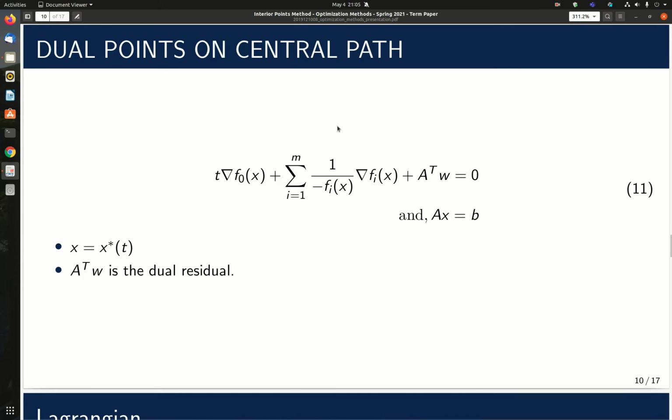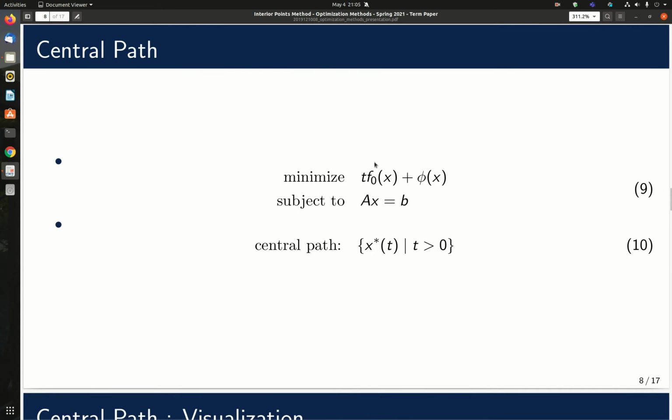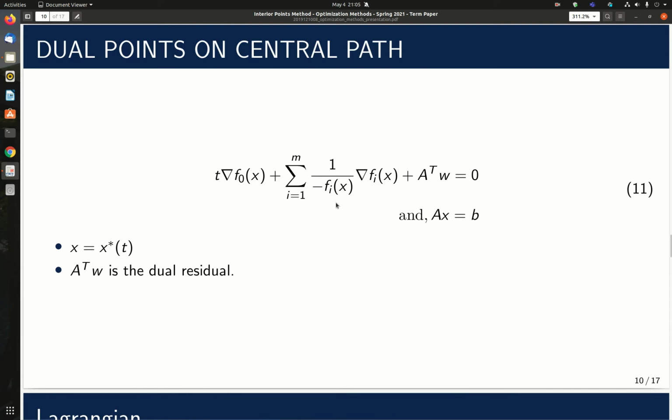Now we want to minimize this thing, and we can do it by directly writing this equation. This equation is the gradient of the original objective function, plus the gradient of the barrier function, and this term is the dual residual, right? So we are trying to see dual points on the central path. Here x is the optimal solution, and Ax equal to b is the equality constraint.